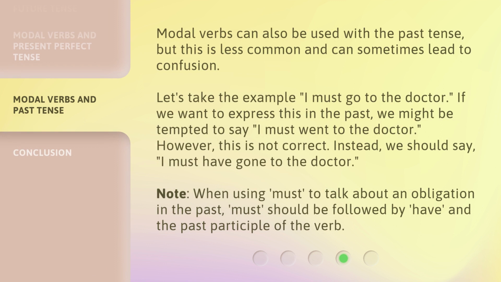Modal verbs can also be used with the past tense, but this is less common and can sometimes lead to confusion. Let's take the example, I must go to the doctor. If we want to express this in the past, we might be tempted to say, I must went to the doctor. However, this is not correct. Instead, we should say, I must have gone to the doctor. Note, when using must to talk about an obligation in the past, must should be followed by have and the past participle of the verb.